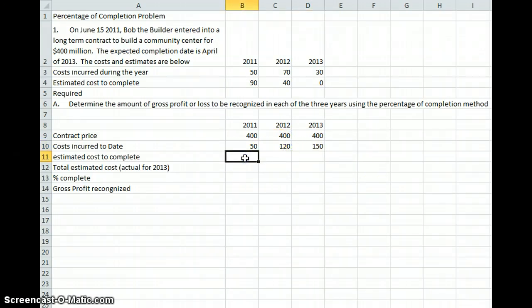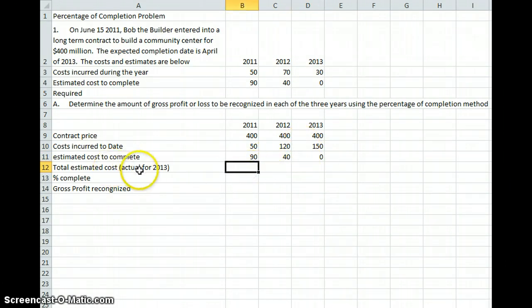The estimated cost to complete, we're just going to bring down. We think in 2011 that it'll cost us $90 million to finish the project. In 2012, we think it'll cost us $40 million to finish the project. In 2013, the project should be finished, so we should not estimate any more cost to finish the project.